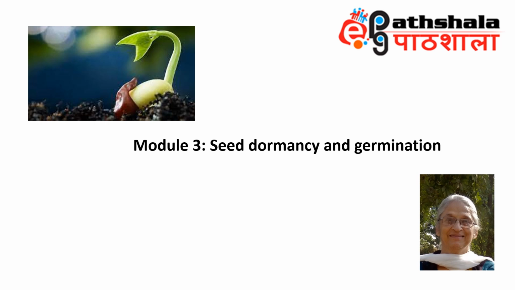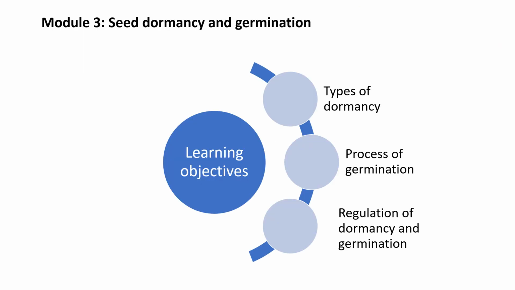In this module, we shall see how the dispersed seed starts the next generation through the process of germination. The learning objectives of this module are understanding the various types of dormancy shown by seeds, how dormancy is overcome to initiate germination, and finally, how the processes of dormancy and germination are regulated.